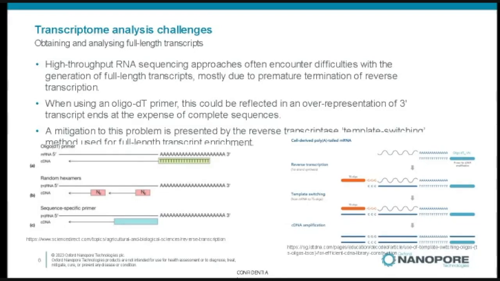After looking through the importance of RNA transcript sequencing, now I would like to introduce some of the challenges of RNA sequencing. High-throughput RNA sequencing approaches often encounter difficulties with the generation of full-length transcripts, mostly due to premature termination of reverse transcription. When using oligo-dT, this could be reflected in an overrepresentation of the 3' transcript end at the expense of the complete sequence. A mitigation of this problem is presented by the template switching method of the reverse transcriptase.